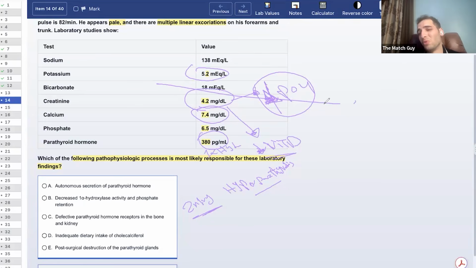Now you will tell me, okay, what's next? If you have too much phosphorus, guys, this will bind to the calcium. So it will decrease the calcium level. Okay. And if you have low vitamin D, what's the function of vitamin D? It's to absorb calcium and phosphorus.